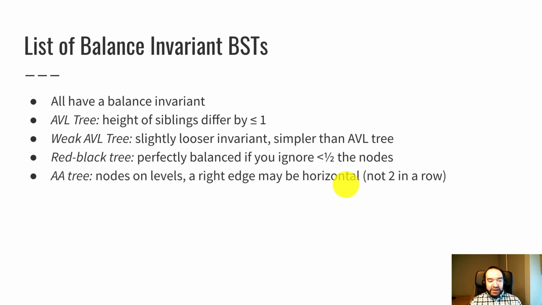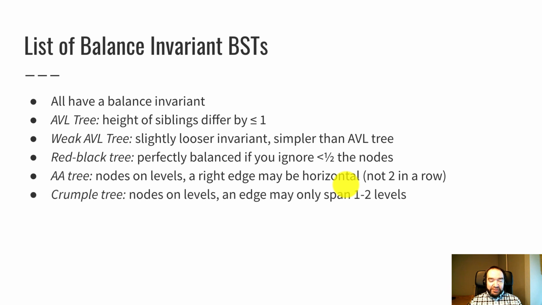An AA tree is another one of these. It has nodes on levels, kind of like depth levels or height levels, and a right edge can be horizontal, but you can't have two horizontals in a row. And a crumple tree is one that myself and a co-author defined recently, and this is another one of these that puts nodes on levels, and the rule is that an edge between two nodes can only span 1 or 2 levels. It can't span 0 levels or 3 levels.